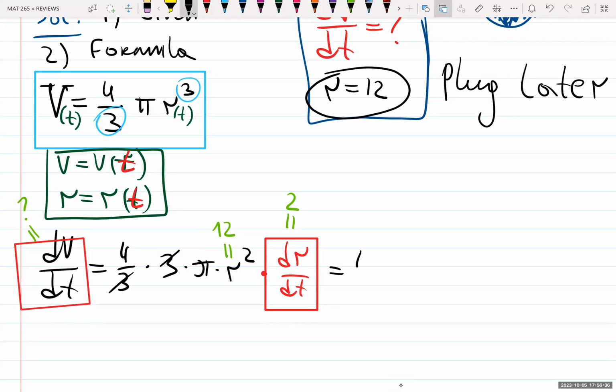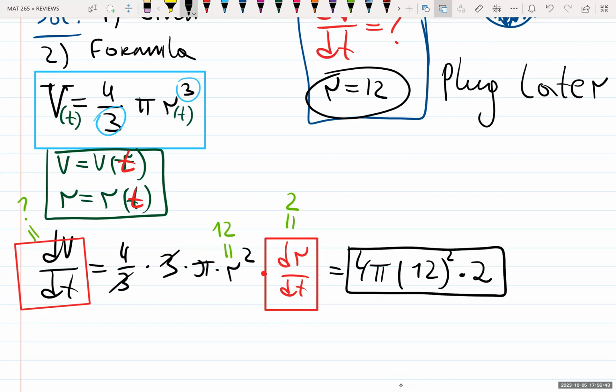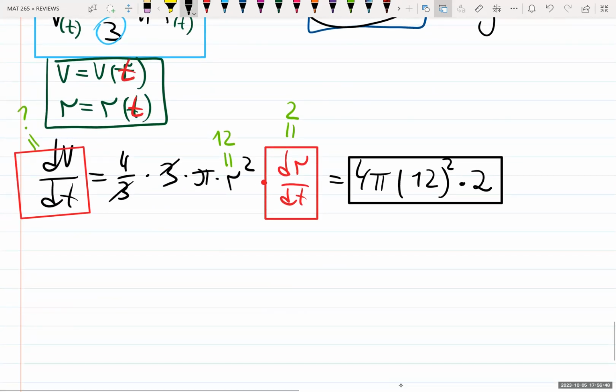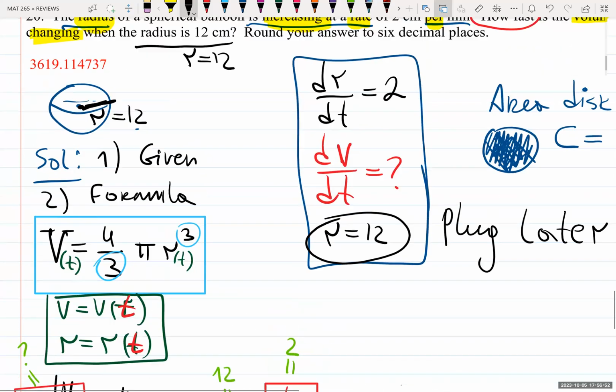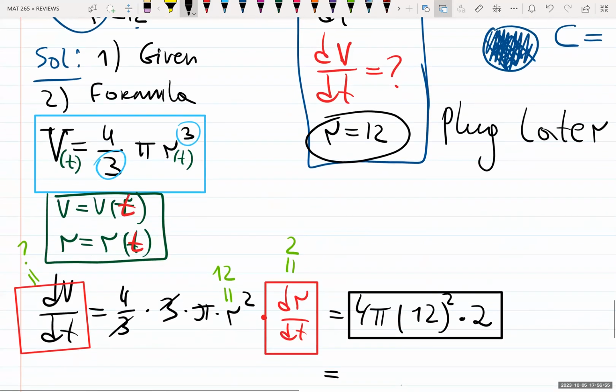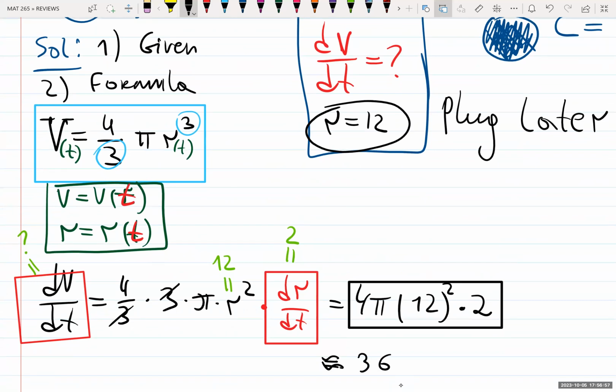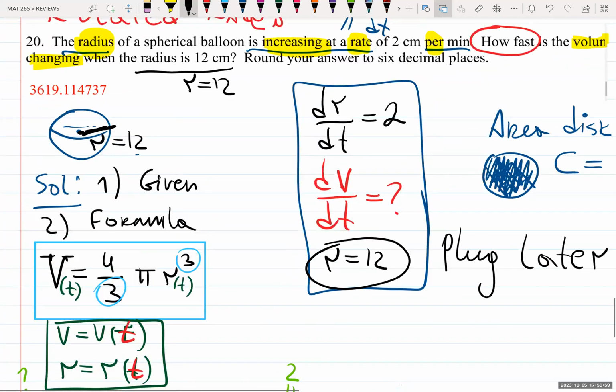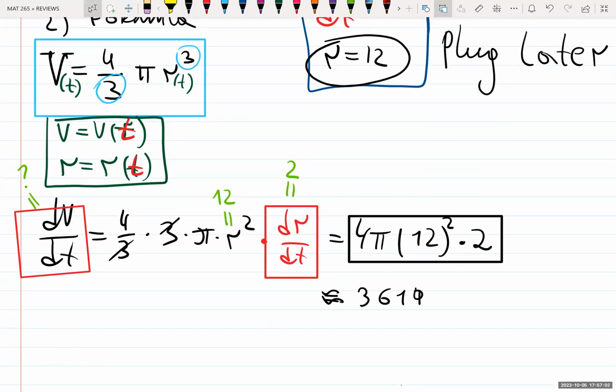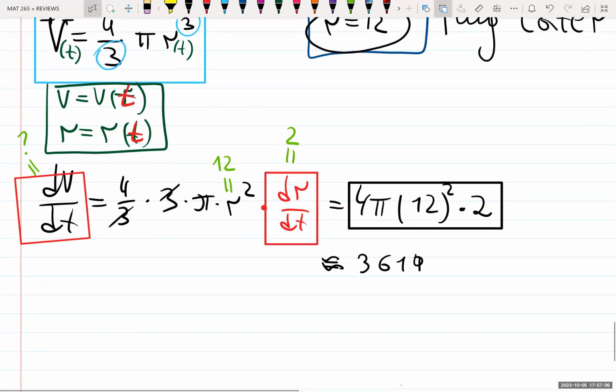4/3 and 3 cancel out. 4 pi times 12 squared times 2. Literally type this in and you get the correct points for the web. In the solution, they give you an approximate answer, 3619. I don't like when they cut out pi. Pi is too sacred to cut out, too important. So here you go, related rate.